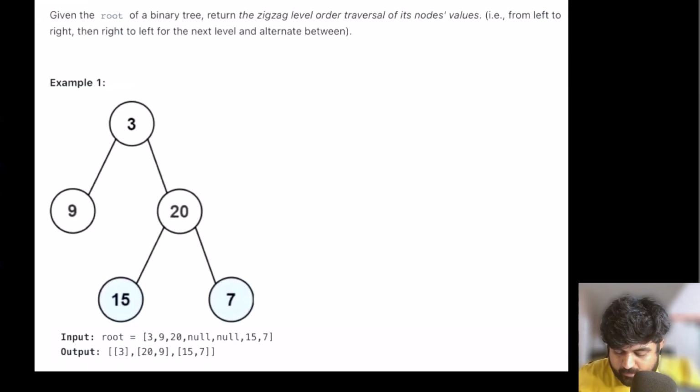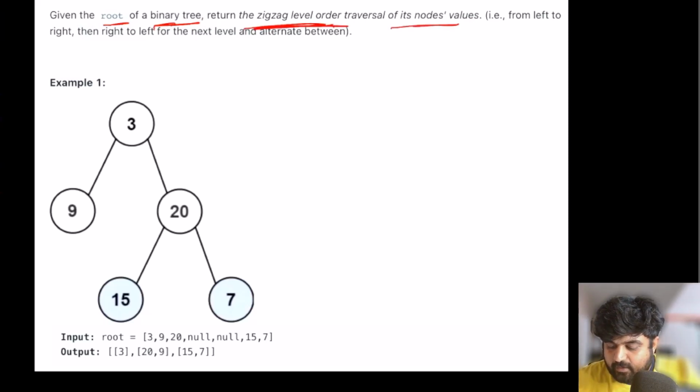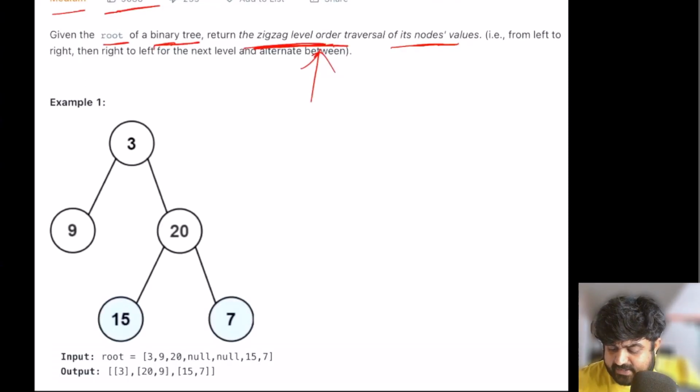Now in this problem, we are given the root of a binary tree, which means any single parent can have at most 2 children, nothing more than that. Now we need to return the zigzag level order traversal of its nodes' values. So what does a zigzag level order traversal mean? First of all, before understanding the zigzag level order traversal, let's understand what a level order traversal means.